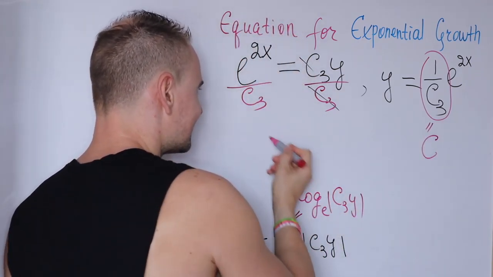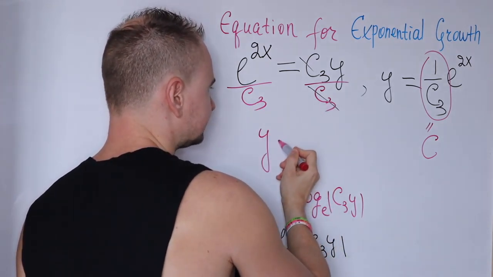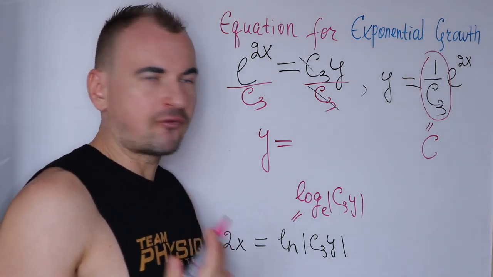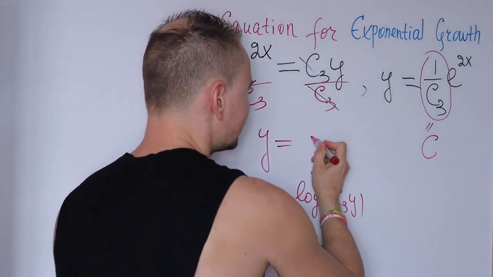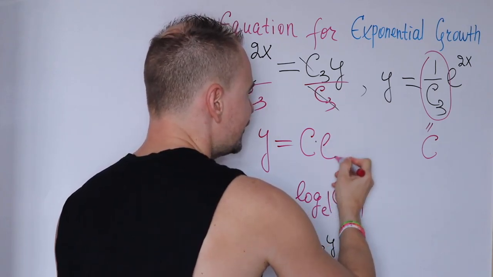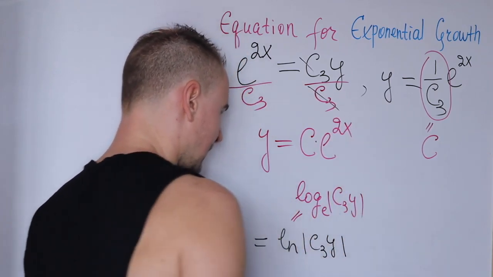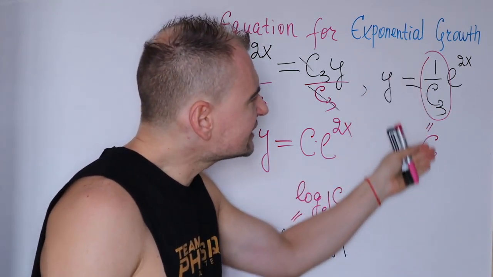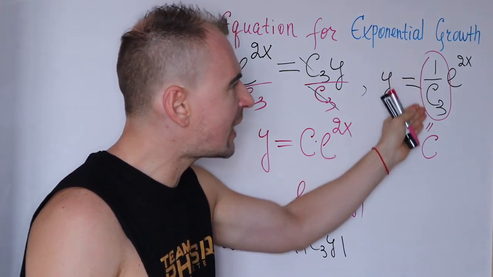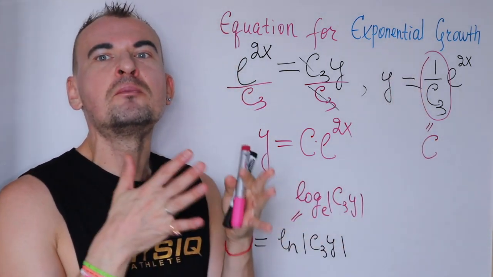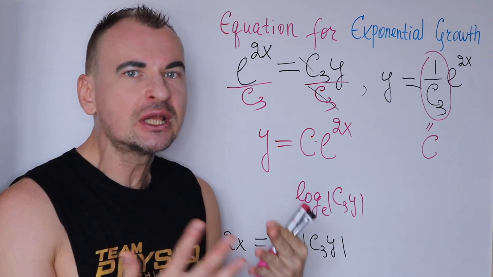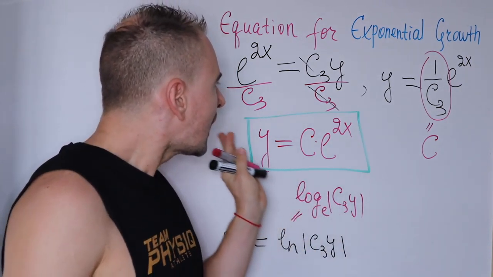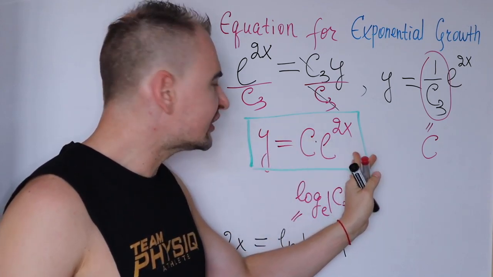And my final answer, my general solution for the original differential equation for exponential growth, is going to be C times e to the power of 2x. So why did I rename this 1 over C? I just want to get it into a more compact and neater form, if you will. And if you like, you could check it out by taking this general solution.